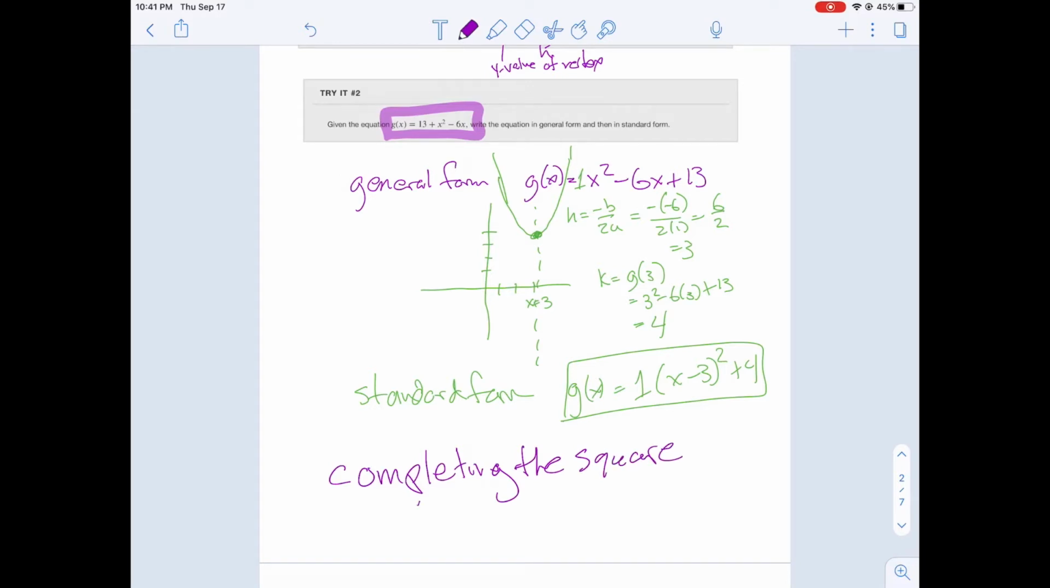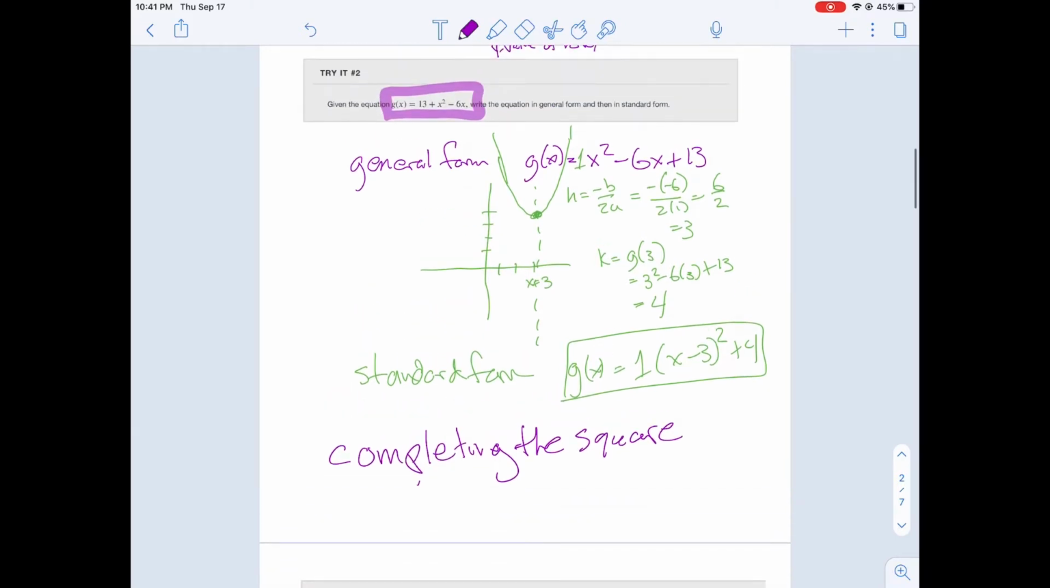To find the standard form. We're not going to really focus on that in this course, but if you know that technique, it can be simpler than plugging in h and k to find this.